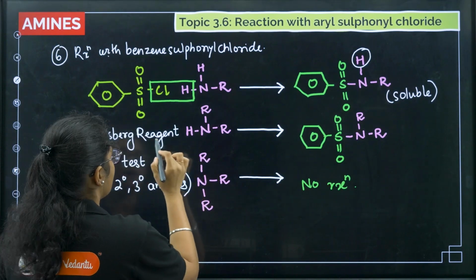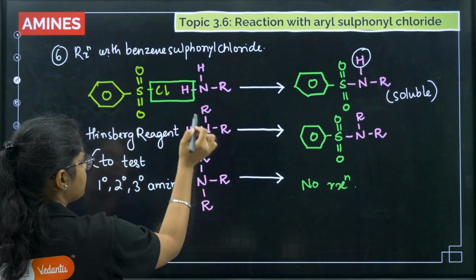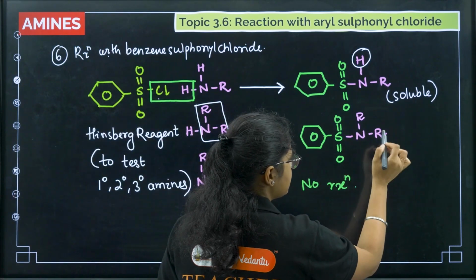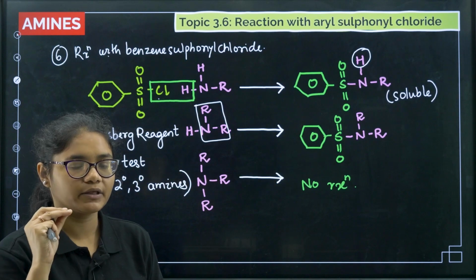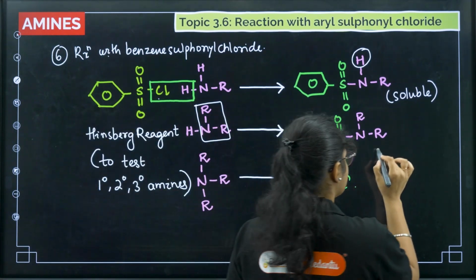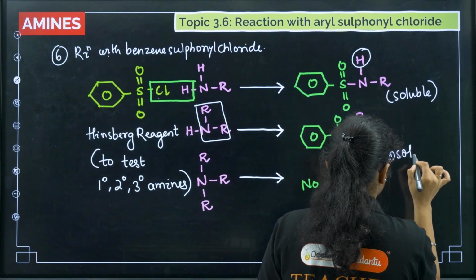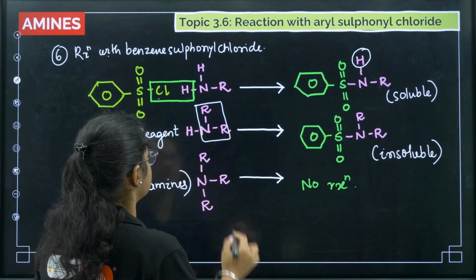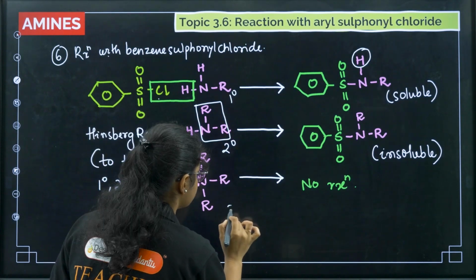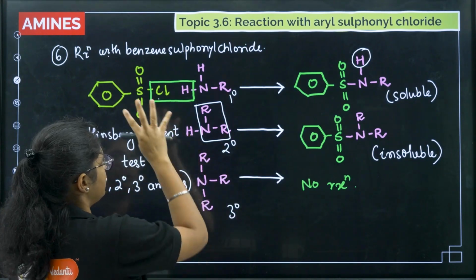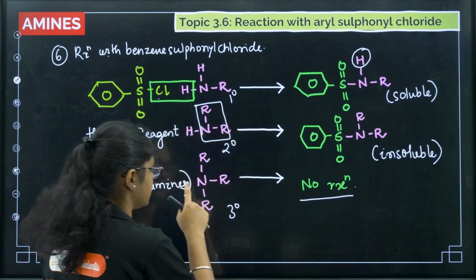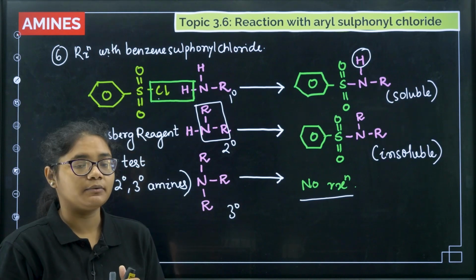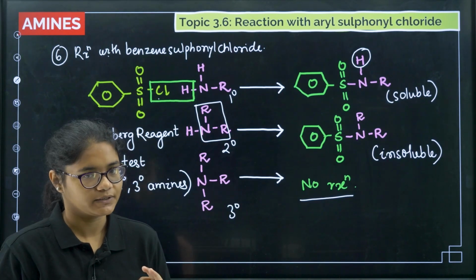Next, if you do the same thing with a secondary amine, what will happen? One H and Cl will go and this NRR part will be attached here. Here there is no acidic H present, so this one will be insoluble in alkali. Now if you see tertiary amines, so this is primary, this is secondary and this is tertiary. Tertiary amines will not react with benzene sulfonyl chloride at all because they do not have any H here, remember? So this is how you can differentiate between primary, secondary and tertiary amines, clear?